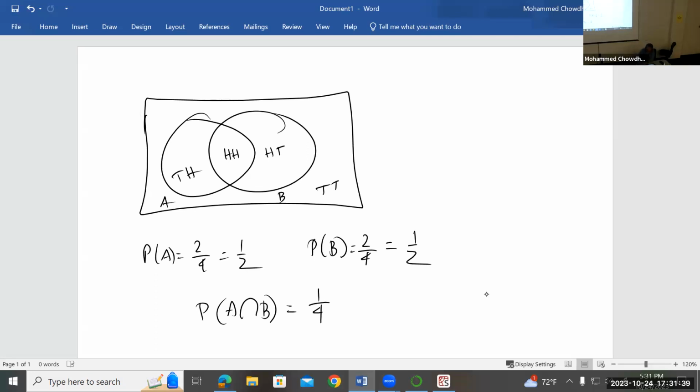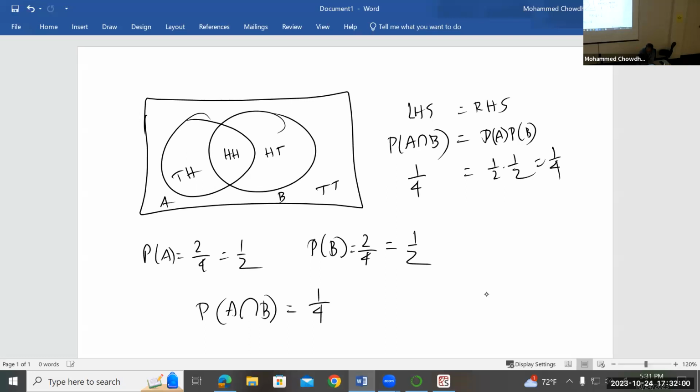Now check left hand side and right hand side. Left hand side equals probability of A and B, which is equal to 1/4, and right hand side equals probability of A times probability of B, which is equal to half times half equals 1/4. So that means left hand side equals right hand side in this case.